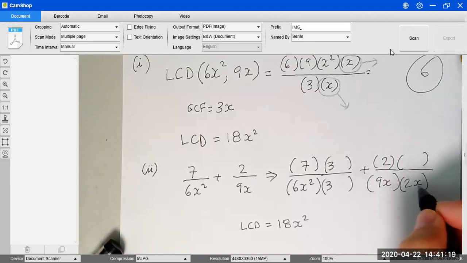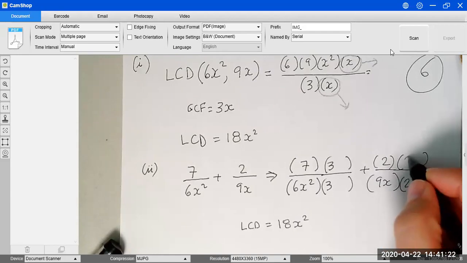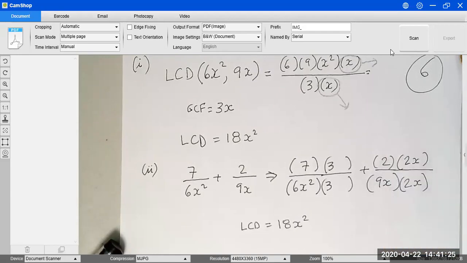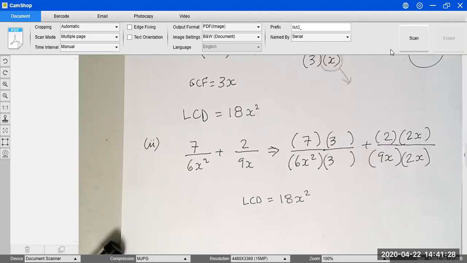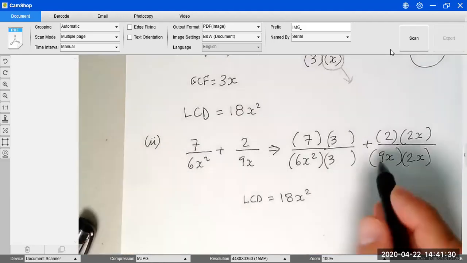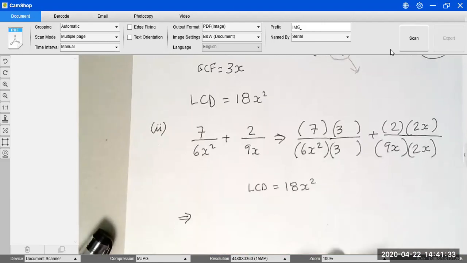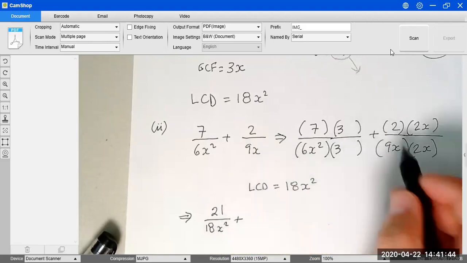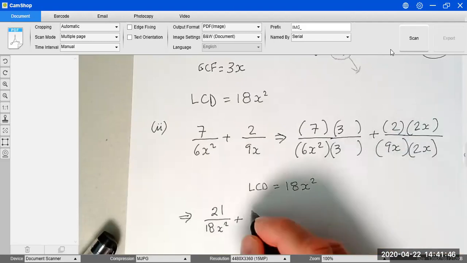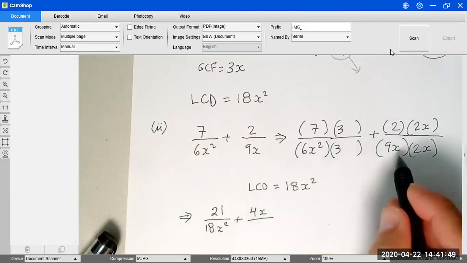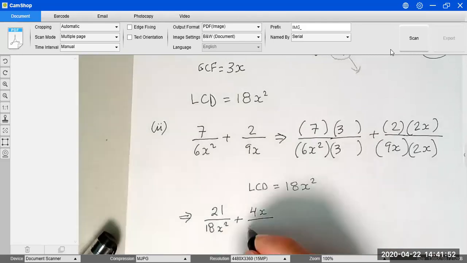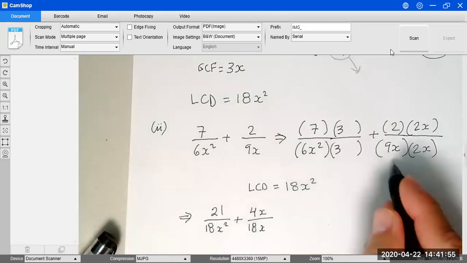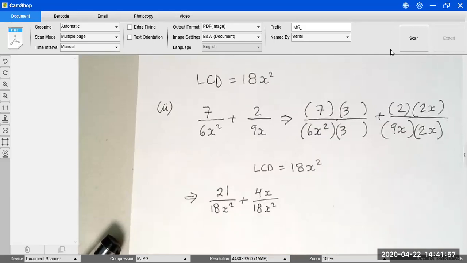So if I multiply this second denominator by 2x, I need to multiply the corresponding numerator by 2x also. And the rest is just finishing this operation. So I'm going to get 7 times 3 is going to be 21. 6 times 3 is going to be 18x squared. And then plus 2 times 2x is going to be 4x. And 9 times 2 is going to be 18x squared.